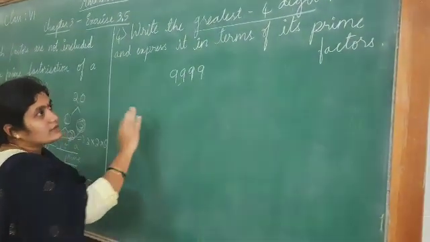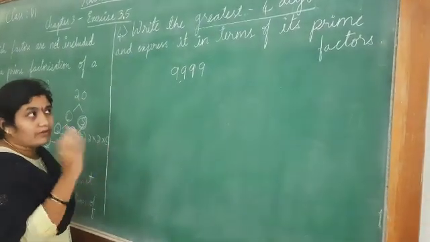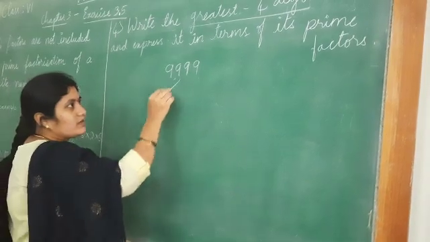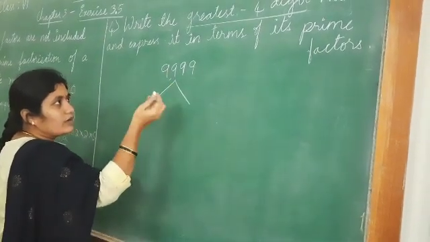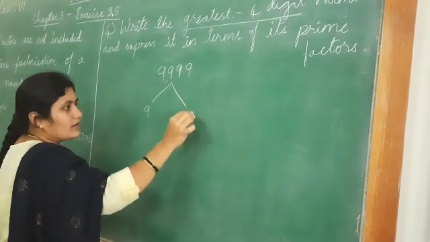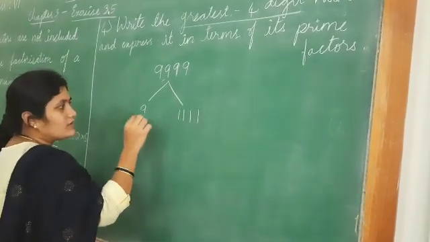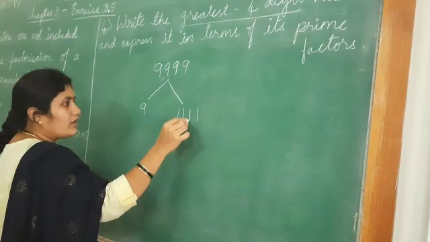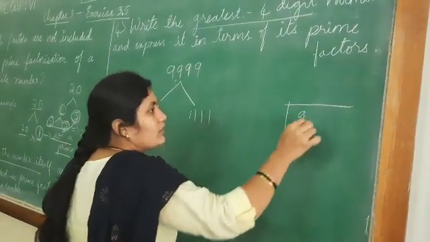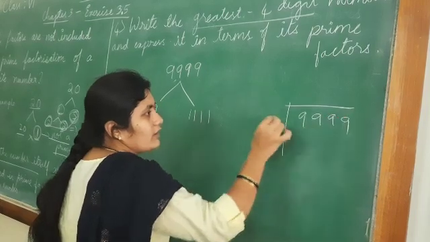Now write this in terms of prime factors. Now divide this number into prime numbers. How to write? First divide. As you can see, this is 9. You can divide with 9. 9 ones are 9, 9 ones are 9, 9 ones are 9, 9 ones are 9. That is 1111.